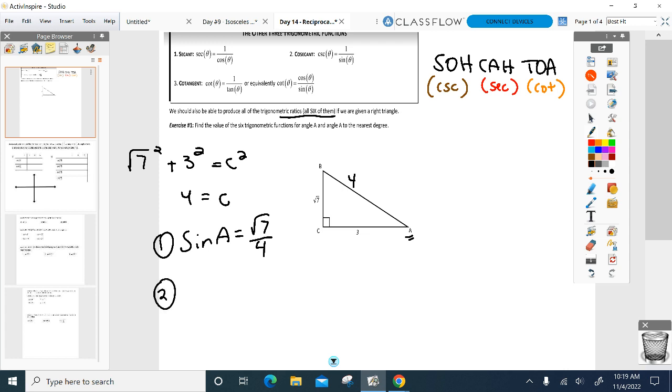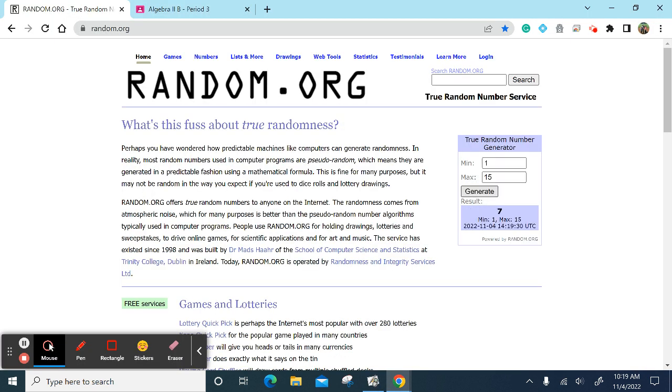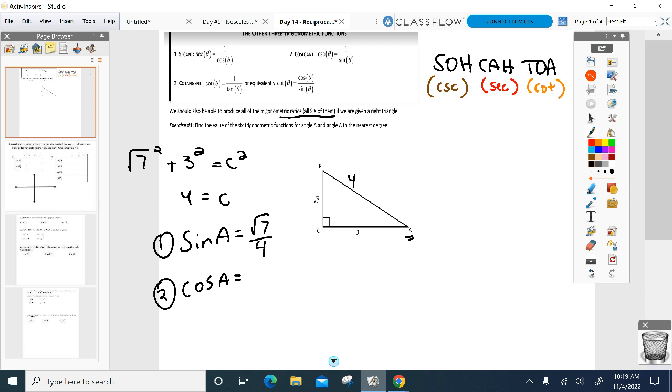All right, number 2, let's do cosine A. Cosine of A, 3 over 4. Everyone's solid. Tangent. These are the 3 we should be able to do. Tangent A. Radical 7 over 3. Opposite radical 7, adjacent 3. All right, everyone can do those 3. Now you're ready for the new 3.